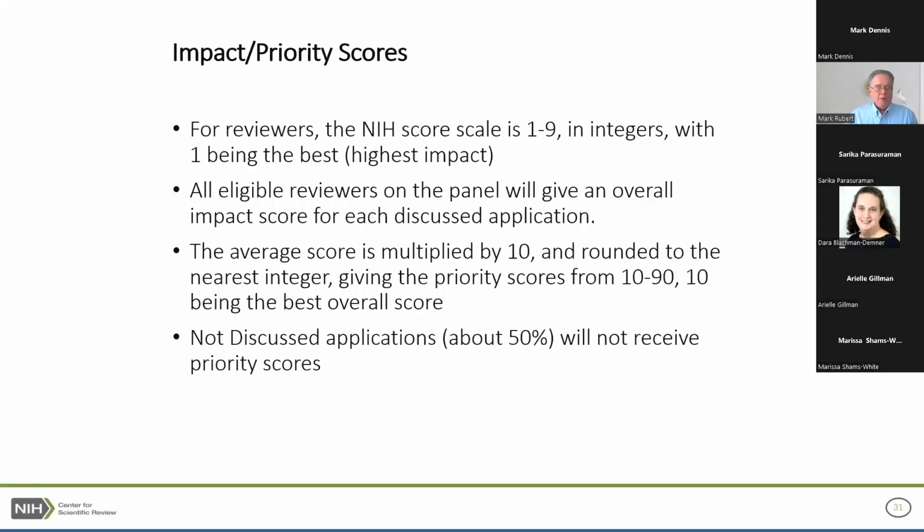About half of the applications are typically not discussed, and they do not receive priority scores. They do, however, receive full written critiques, i.e. those summary statements that we talked about before.